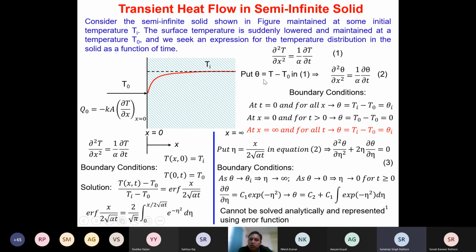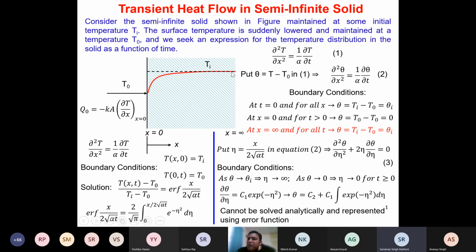All right. So now if we replace this T here by theta, what we are going to get is dou square theta by dou x square equals to 1 by alpha dou theta by dou t. That we can get directly because T naught is a constant term. So if we differentiate it, you are going to get the same thing, correct? Is it clear to everyone how equation 2 is obtained? Because this T naught is constant, if you differentiate it, both dou square T and dou T we can replace by dou square theta and dou theta, without any problem.